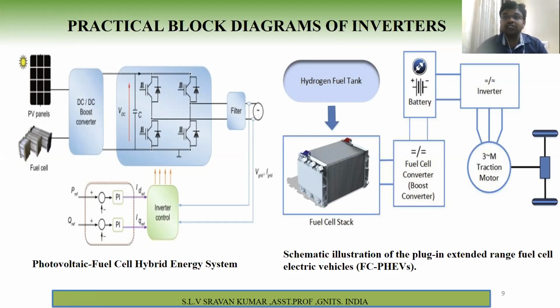So directly, because the inverter requires DC, the wind energy will produce AC, and that AC we cannot give directly to the inverter, so some conversion is required. That's why again we are using an AC to DC rectifier. So this is about practical block diagrams of the inverter.